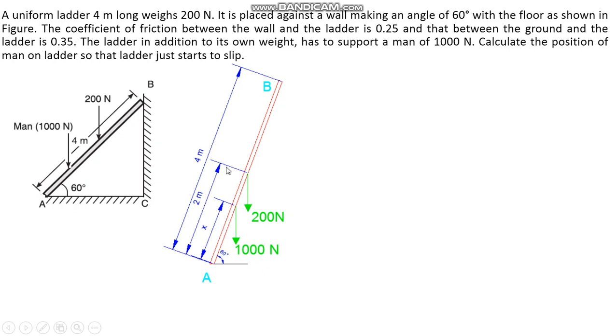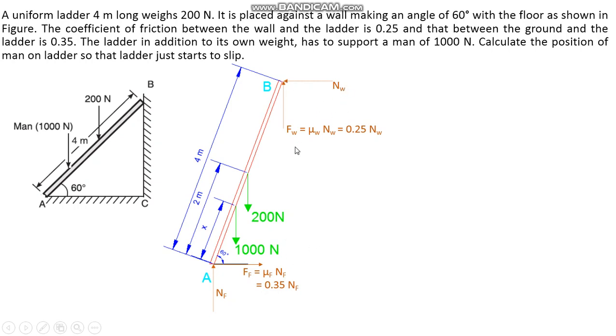Now when the man starts to climb, point A goes to the left side and point B goes downward because of the slipping nature of the ladder. Due to this, frictional forces will develop. Since point A goes to the left side, the frictional force will be at the right side, and since point B slips down, the frictional force should be upwards. Therefore you will have normal reactions also. Let us take NF as the normal reaction at the floor level, point A, and NW as the normal reaction at the wall point.